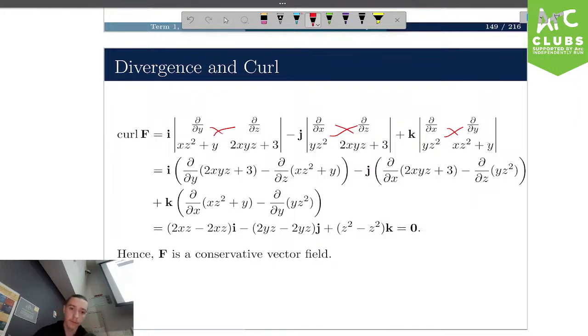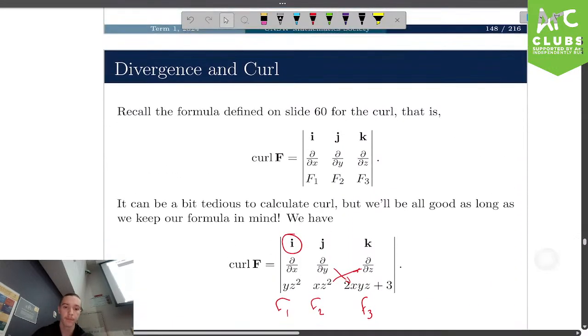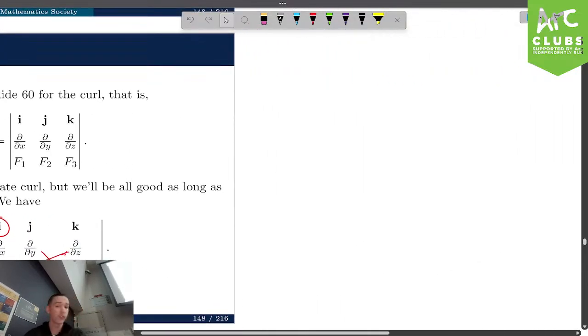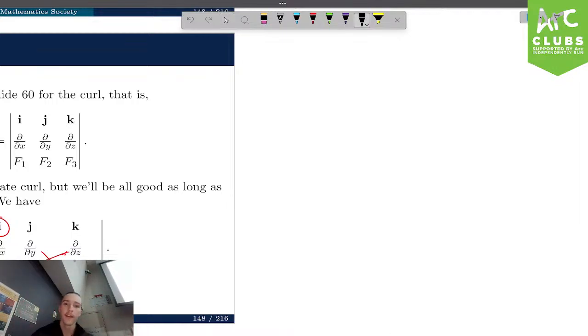Now, alternatively, there's a different way that we can calculate curl, and it's much, much nicer. So I know everyone here, we're all engineers, we're lazy. We don't like to actually put work in.